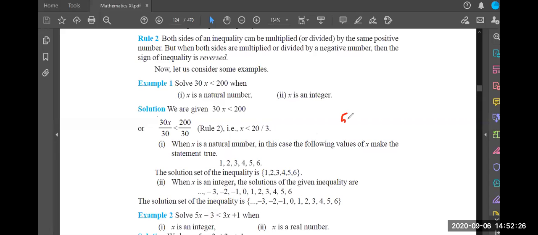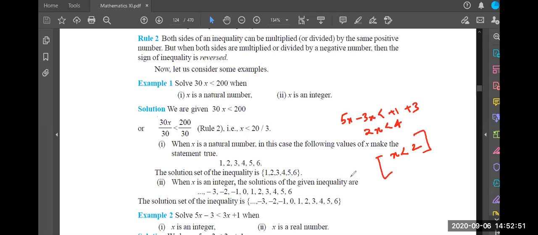So it will be 5x minus 3x less than 1 plus 3, right? So 2x is less than 4. So x is less than 2, right? That's what I said. You can solve this the same as an equation. So x is less than 2. That is your interval, right?